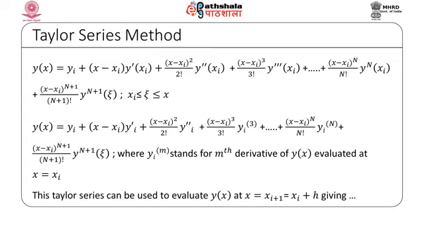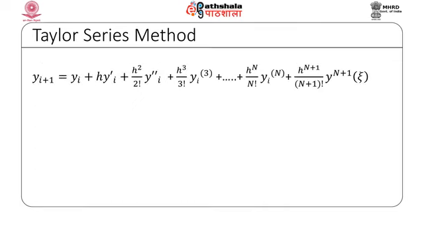If I put x equal to xi plus h, we ignore the remainder term, and we put x equal to xi plus 1 on the left side and on the right side also. So, in this expression x takes the role of xi plus 1, and xi plus 1 minus xi becomes h. Doing this gives us yi plus 1 is yi plus h yi dash plus h squared by 2 factorial yi double dash and so on.